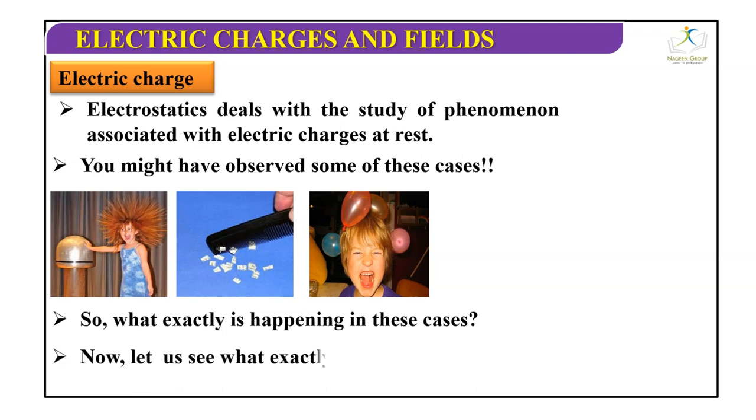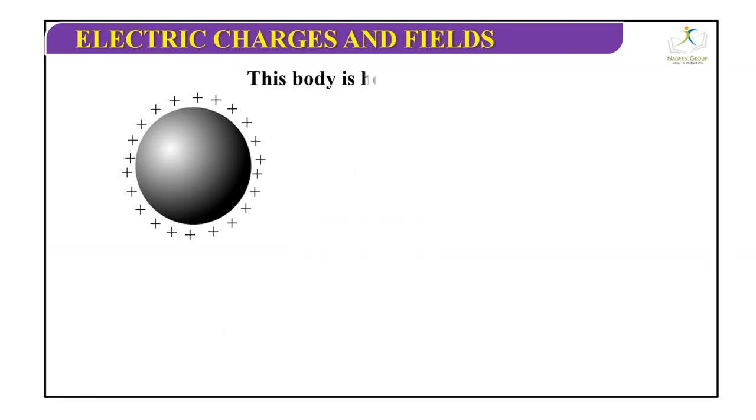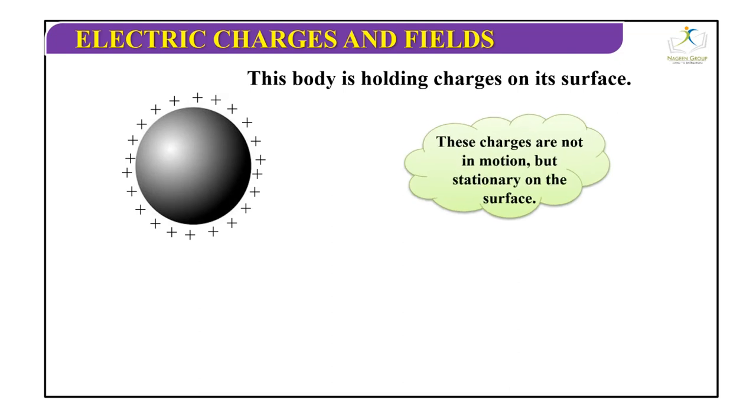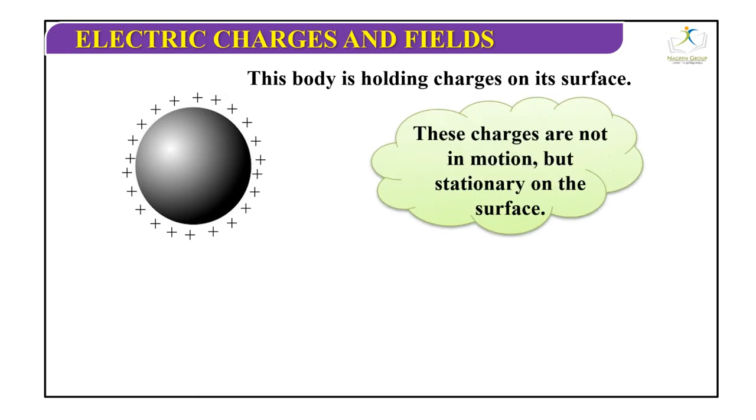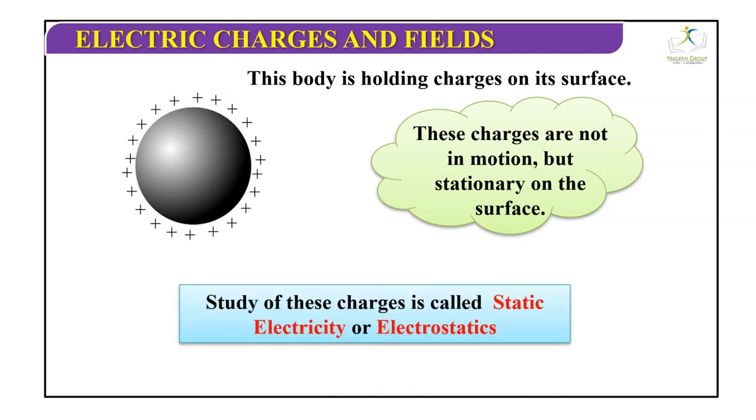The answer is, we will get in this particular video how and why this happens. If we take a body which is holding charges on its surface, and these charges are not in motion but stationary on the surface, then we say this charge is in a static position. The study of such charges is called static electricity or electrostatics.